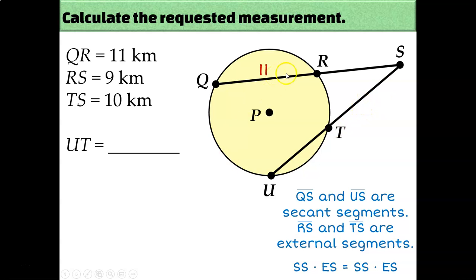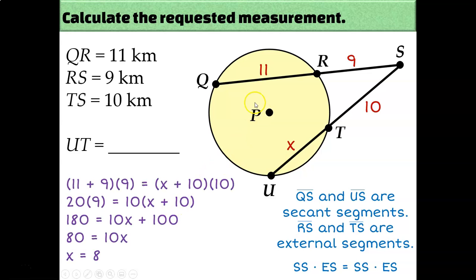So since QR is 11, and RS is 9, and TS is 10, I'll go ahead and call UT X. So the equation that I'll write is this. The length of the secant segment is 11 plus 9, so it's that whole thing from Q to S, so that would be 20. And I'll multiply that by its external segment, which is 9. So far I have 20 times 9 equals, and then I need the length of the entire secant segment, which would be x plus 10, and I'll multiply that by the external segment, which is 10. So I have 10 times x plus 10. And if you distribute, you get 10x plus 100. Subtract 100, divide by 10, and we find out that x is 8, which means UT is 8.